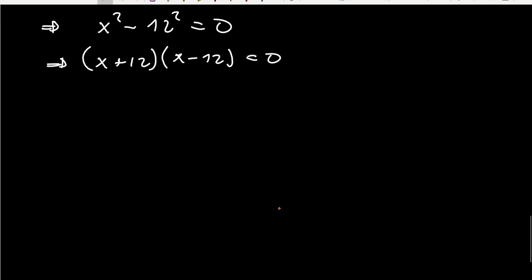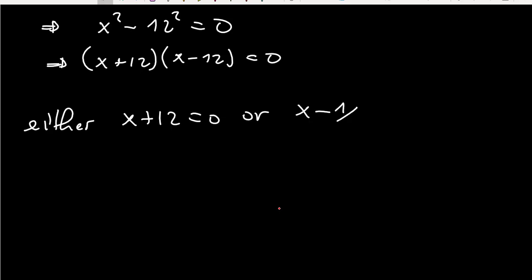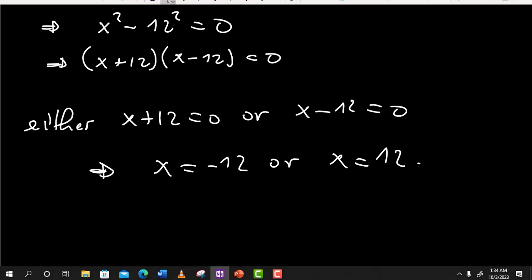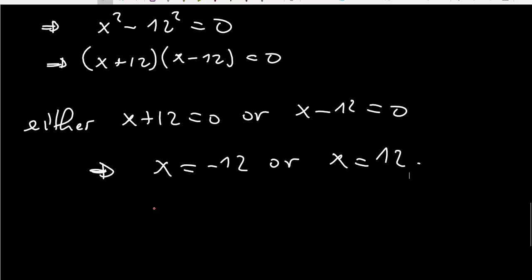That's the difference of two squares. So either x plus 12 is equal to 0, or x minus 12 is equal to 0. So this means either x is equal to negative 12 or x is equal to 12. So these are the possible examples we could see, and the last case, as I said, is the particular case known as the difference of two squares.